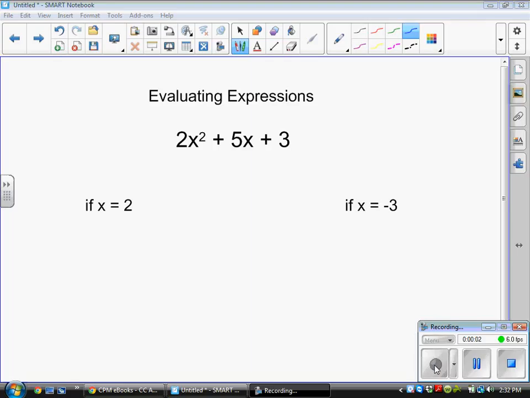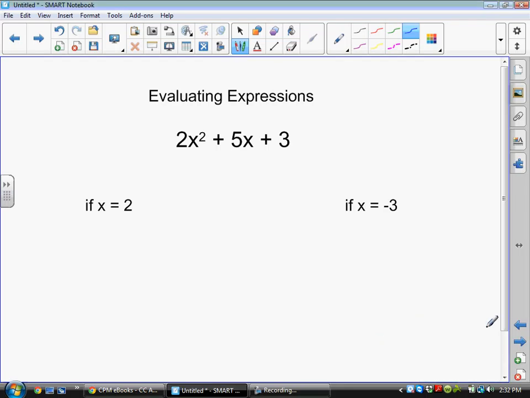Here's a video on evaluating expressions, which means you're plugging in the numbers for the variable x, or whatever letter is in the problem. So I have this expression right here, and we have two different situations. The first one is if it wants us to plug in x equals 2, and the second is if x equals negative 3. We're going to use the same expression for both of these letters we're going to plug in.